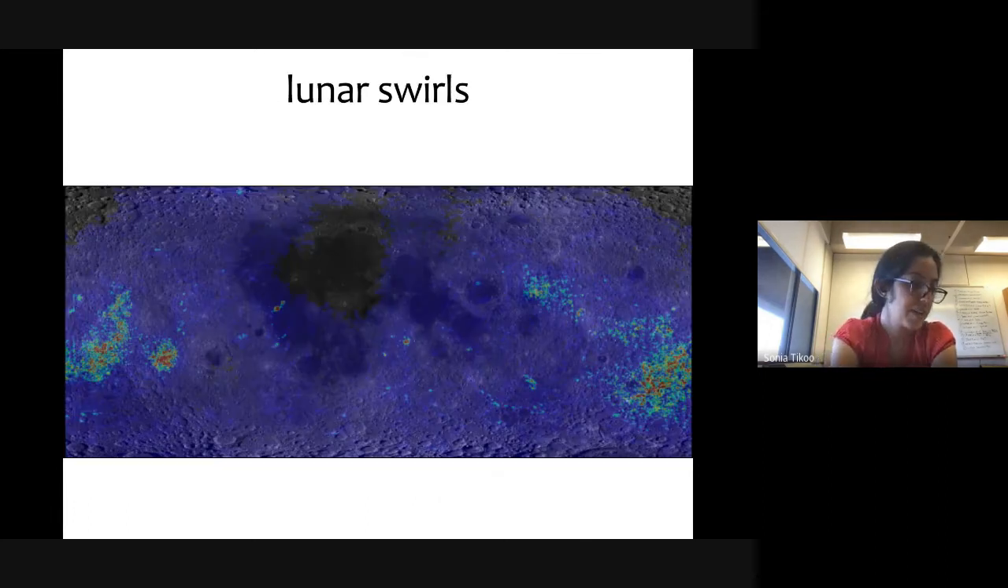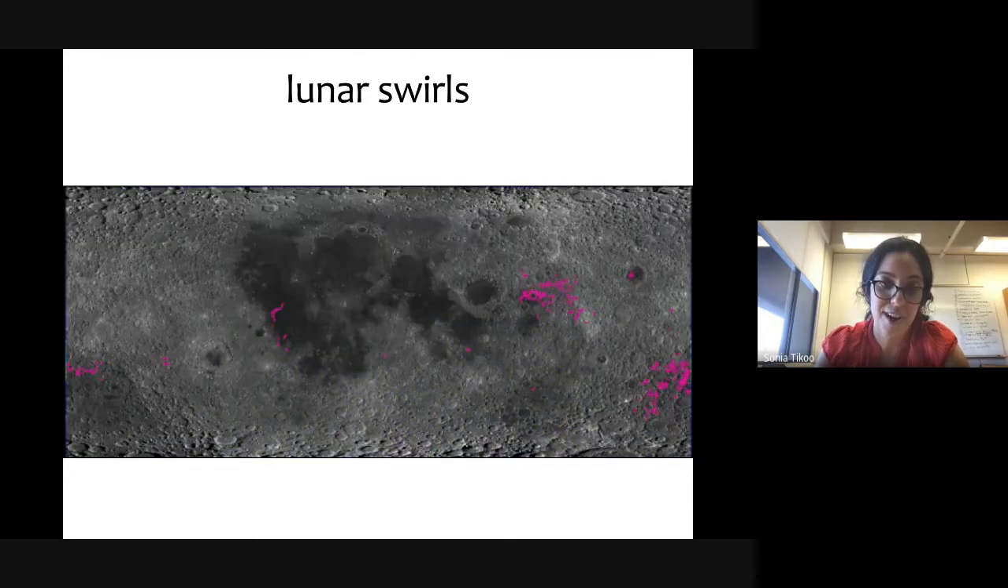So the next thing I want to talk about is lunar swirls. You may or may not have heard of lunar swirls, but again, here is a map of lunar crustal magnetism superposed on the lunar terrain. And what we see is that there are several regions that have very strong crustal magnetic anomalies, but a lot of these really strong magnetic areas have features on them called lunar swirls. I'm going to tell you what a lunar swirl is, but their locations are shown in pink here. I'm going to tell you about this lunar swirl right here.